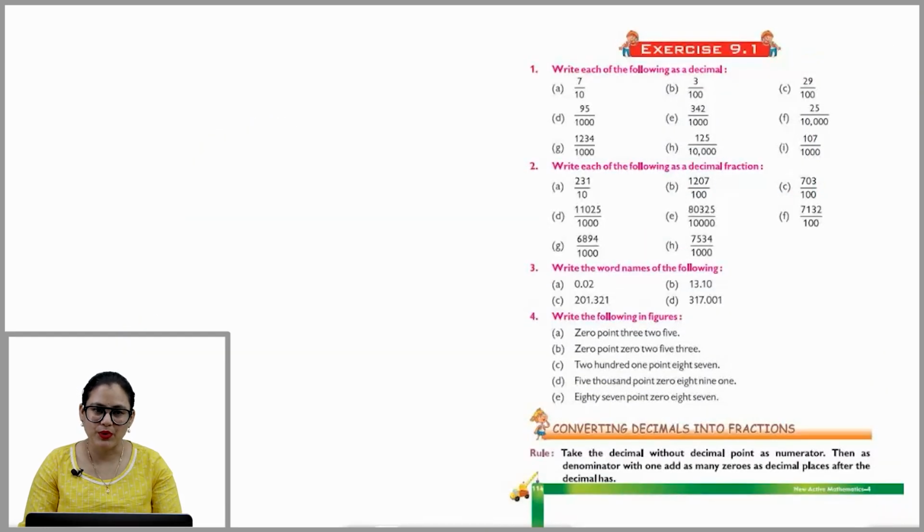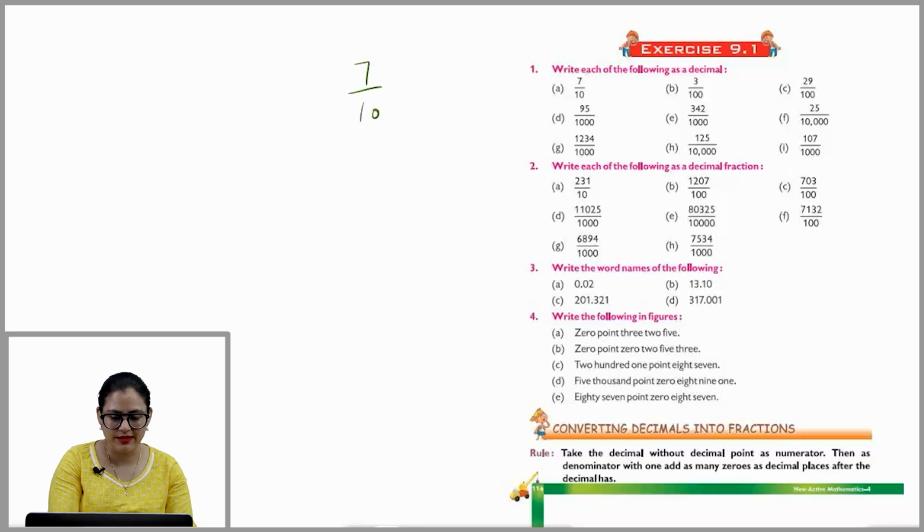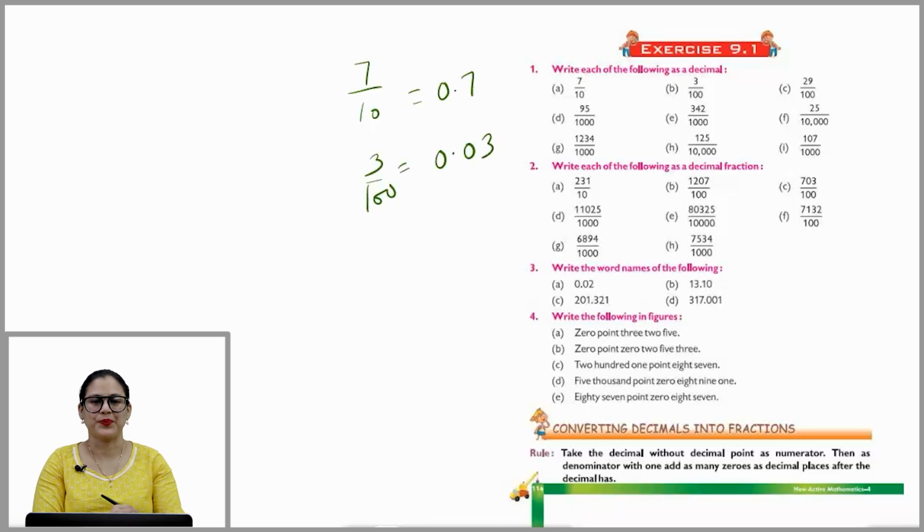Let's do exercise 9.1. Write each of the following as a decimal. 7 by 10 is 0.7. 3 by 100 is 0.03. Right? Next, converting decimals into fractions. Rule: take the decimal without the decimal point as the numerator, then as a denominator write one and add as many zeros as decimal places after the decimal. Let's understand this with the help of an example.